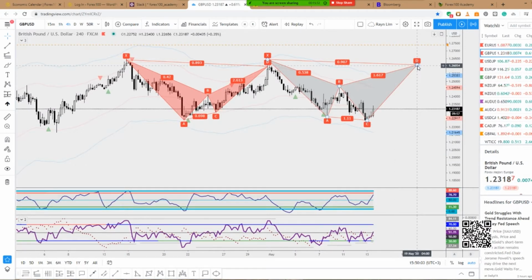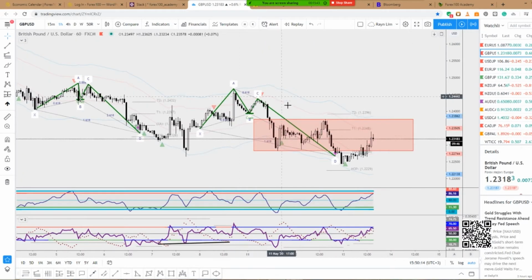2396, oh, this is 26. Alright, so 2396 is just somewhere over here. Okay, previous structure. Okay, so 1-hour chart, pretty cool setup. We have a crab pattern over here that has formed up.